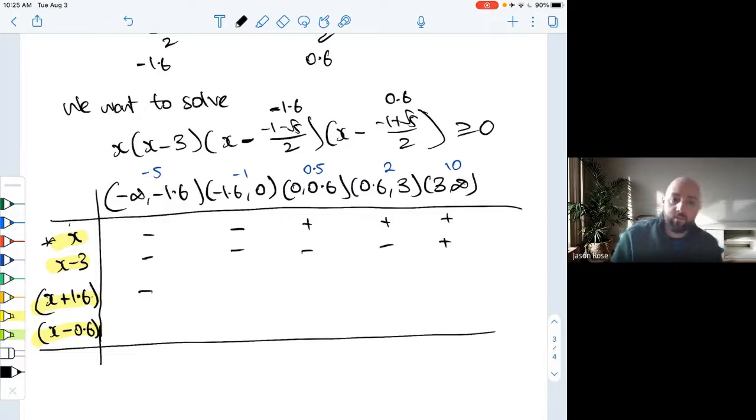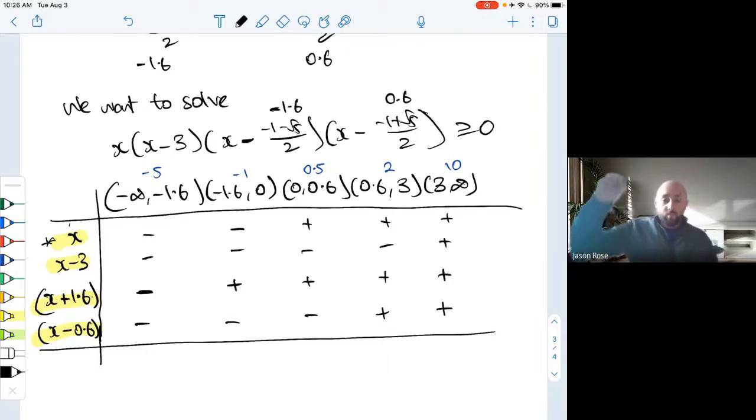So I have to be careful when I'm doing this one. -5 plus 1.6 is still negative, but -1 plus 1.6 is positive. Yes, and the rest of them are going to be positive as well. And then x minus 0.6, so -5 minus 0.6 is negative, -1 minus 0.6 is negative, 0.5 minus 0.6, that one is still negative, but then 2 minus 0.6 is positive.